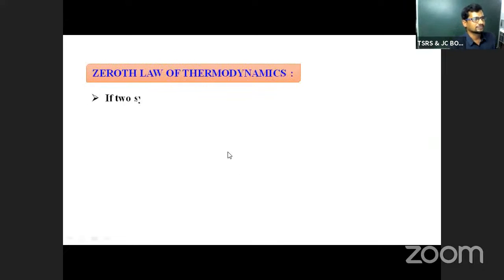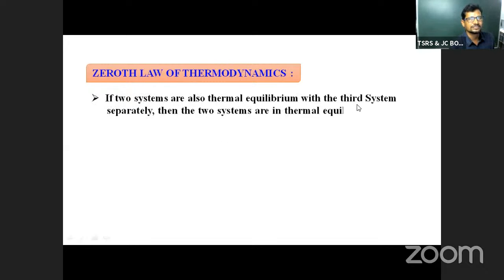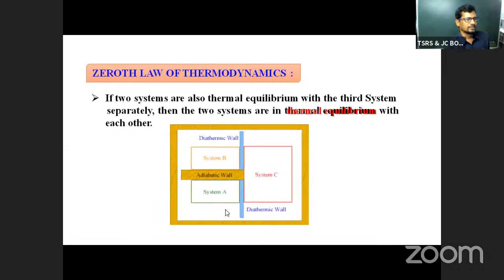Zeroth law of thermodynamics. Look at here. If two systems are in thermal equilibrium with a third system separately, then the two systems are in thermal equilibrium with each other. Look at here. Here we took three systems: system A, system B, and system C.